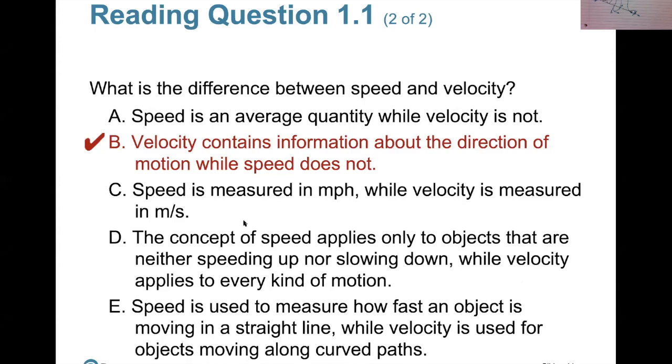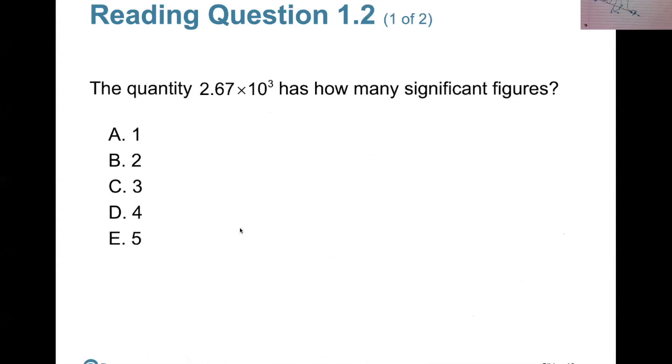All right, so moving on. The quantity 2.67 times 10 to the 3 has how many significant figures? This is important because when you are multiplying two quantities together, you need to decide how much accuracy you have. If you're given a number like this, that means that there are 3 significant digits. So we count the first number and then the second two, and that would tell us that there are 3 significant digits.